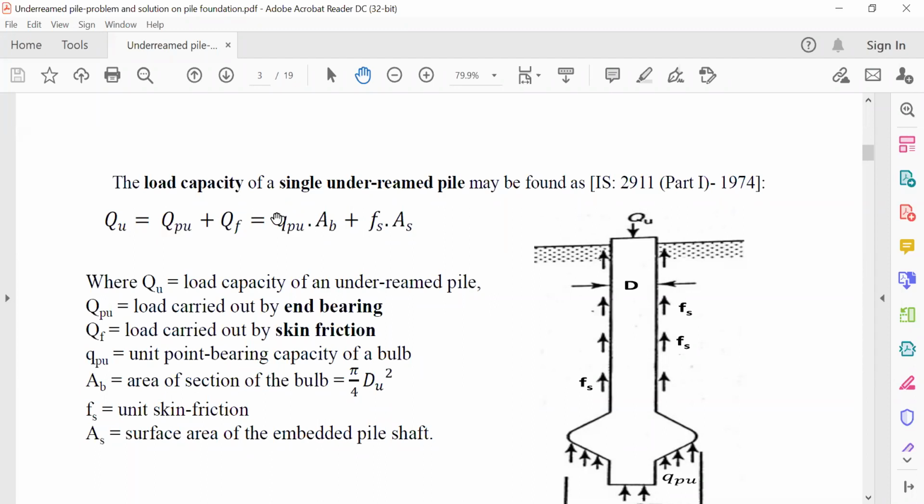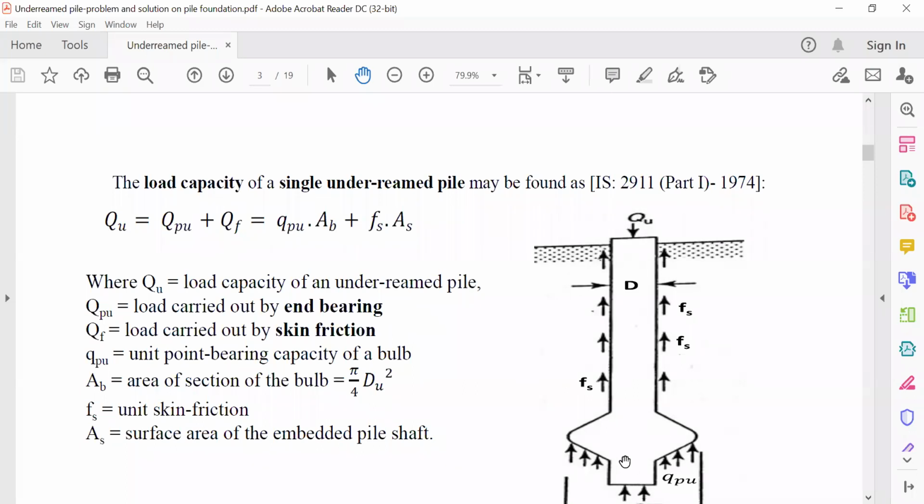So Qu is nothing but the stress for the under-reamed piles, the stress which is working here, multiplied by the area of the bulbs, the cross-section area of the bulbs. The stress into area is nothing but the load taken by this bulb, we can say. Bulb is also called the under-ream. So Fs is the friction resistance which is working along the periphery of the pile shaft, multiplied by the surface area of the pile shaft. So this formula we can use to determine the load carrying capacity of a single under-reamed pile.